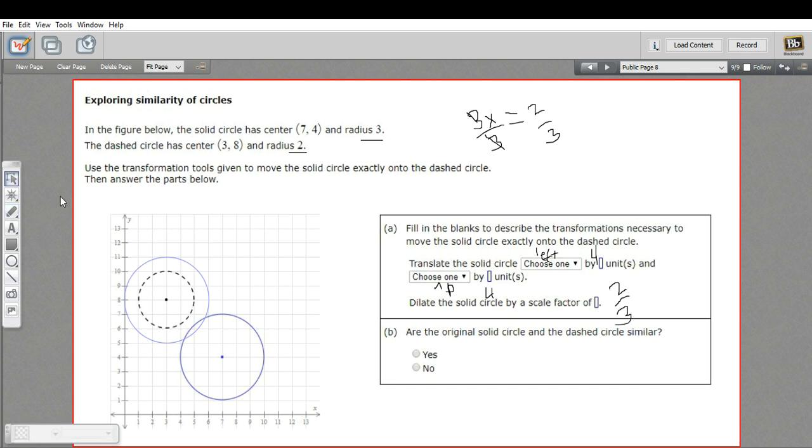And doing that dilation, let's just go ahead and make that happen here. Shrink that by 2/3, more or less. And there we go. We've mapped the original circle onto the dashed circle. So the last question here says, are the original solid circle and the dashed circle similar? The answer to that is always going to be yes, because all circles are similar.